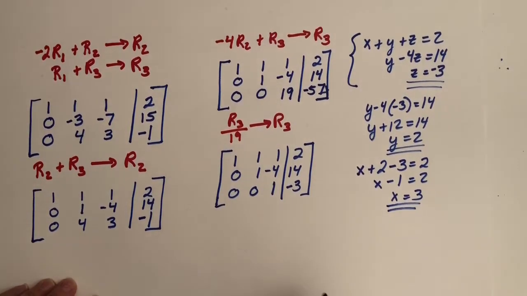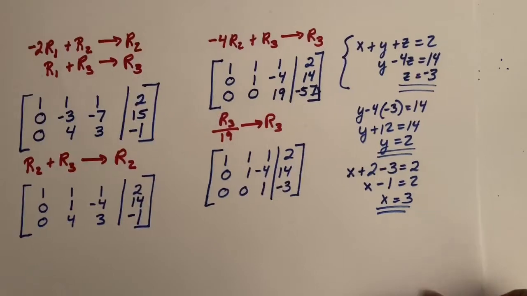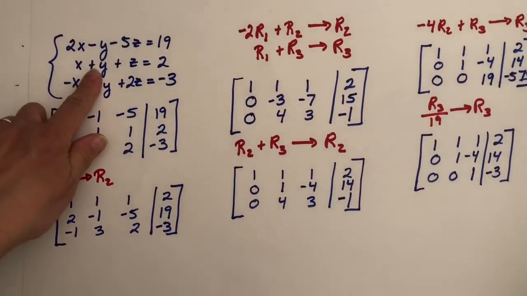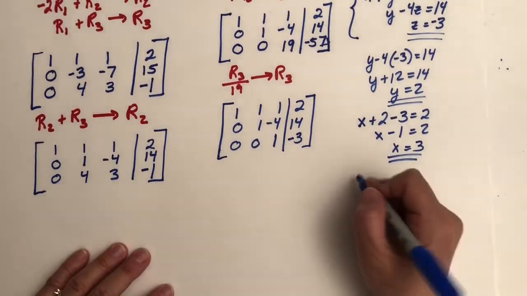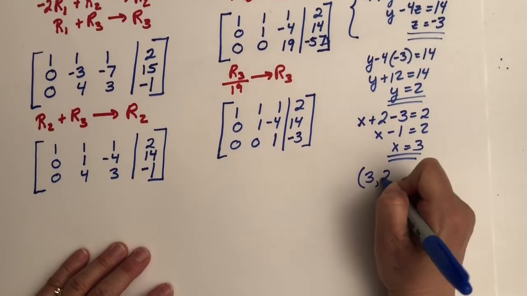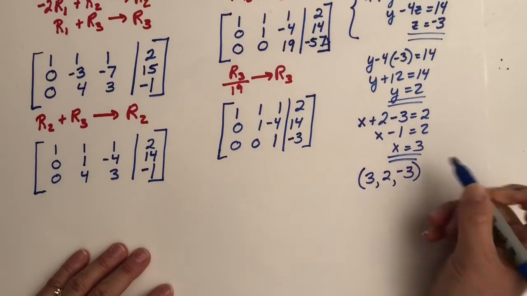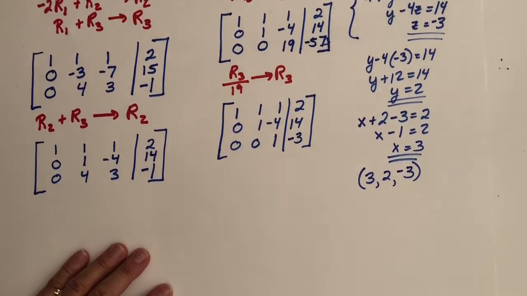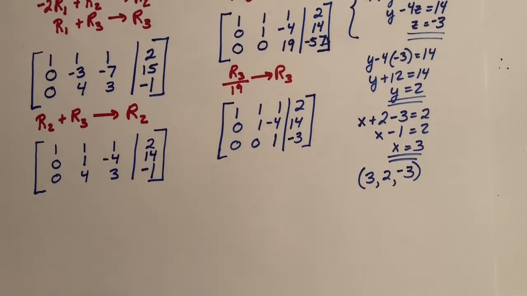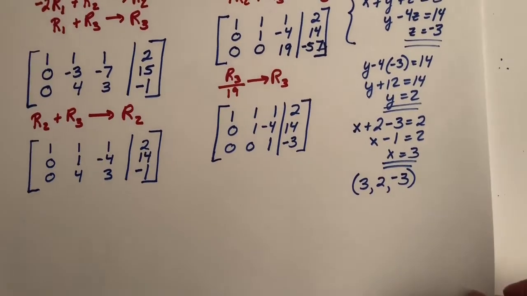So our solution to this system, remember we started with this system right here, our solution will be 3, 2, -3. Make sure you write it in the correct order. It's x, y, z, since it's an ordered triple. And we're going to do one more.